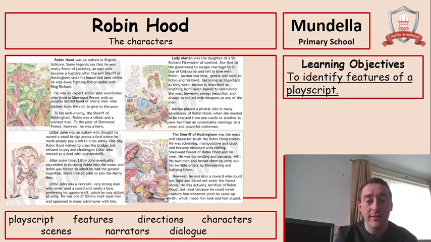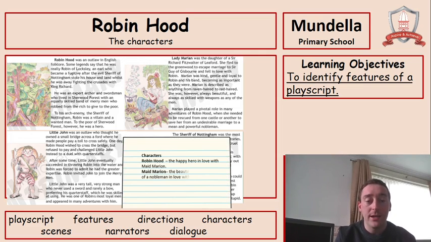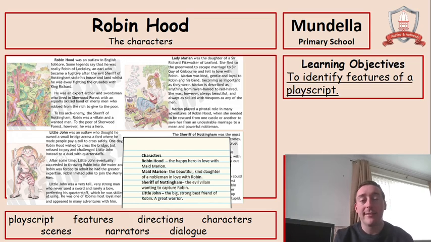Okay, now that you've had a chance to read through, this is what we're going to do. Here's the character list that I made based on what I've read there. So Robin Hood, the happy hero in love with Maid Marian. Maid Marian, the beautiful, kind daughter of a nobleman in love with Robin. Sheriff of Nottingham, the evil villain wanting to capture Robin. And Little John, the big, strong best friend of Robin, a great warrior.